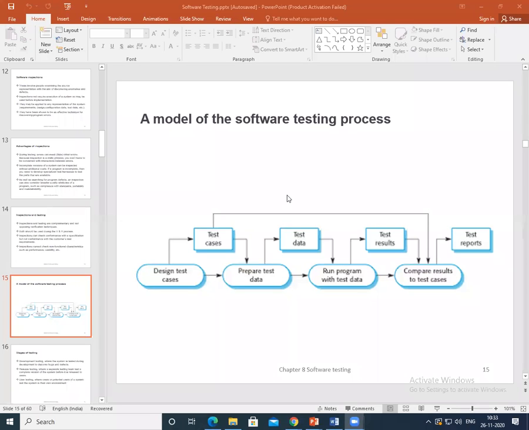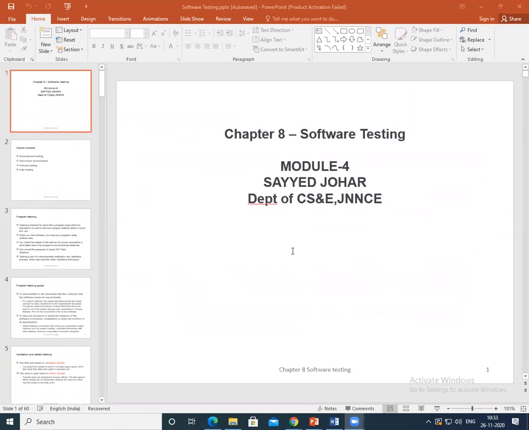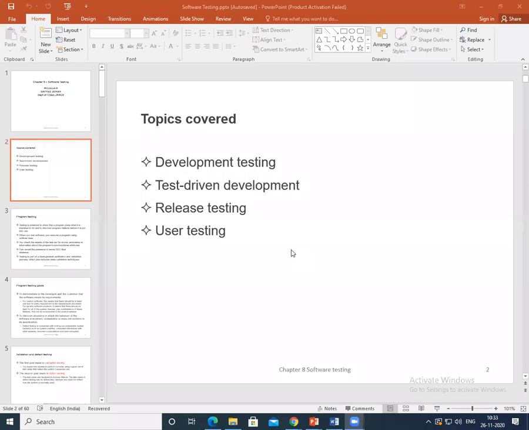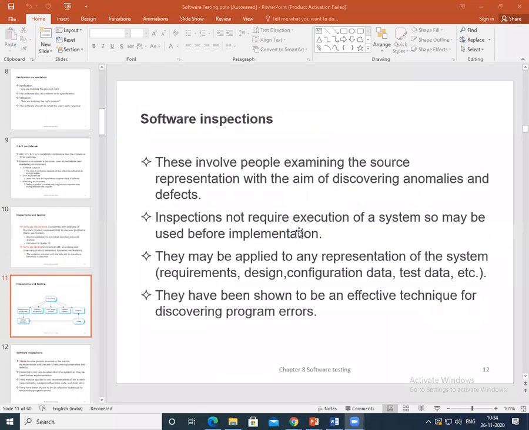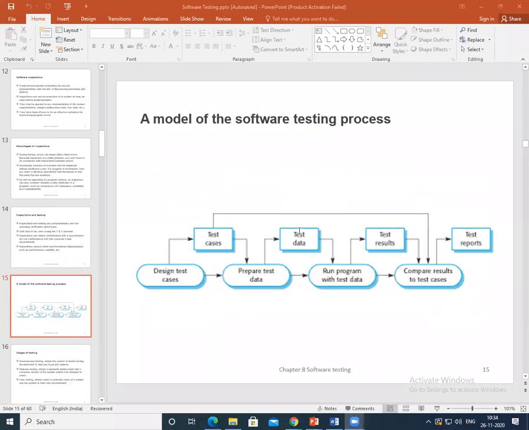So now coming to our topics, what is development testing? Test driven development, release testing and user testing. If you focus on this diagram, this is one of the models of the software testing process, right? How is the testing being carried out?